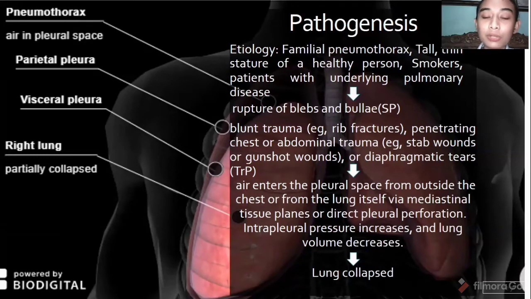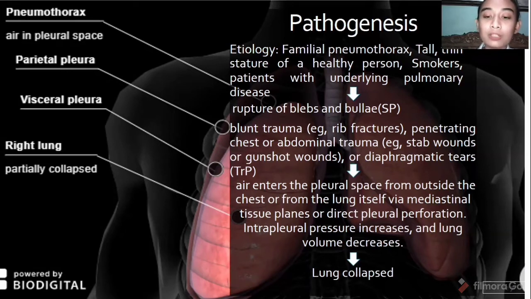Pathogenesis of pneumothorax. These are the factors that affect pneumothorax: familial pneumothorax or a history of pneumothorax, tall, thin stature of a healthy person, smokers, and patients with underlying pulmonary disease. When there's a rupture of a bleb, this is under spontaneous pneumothorax.